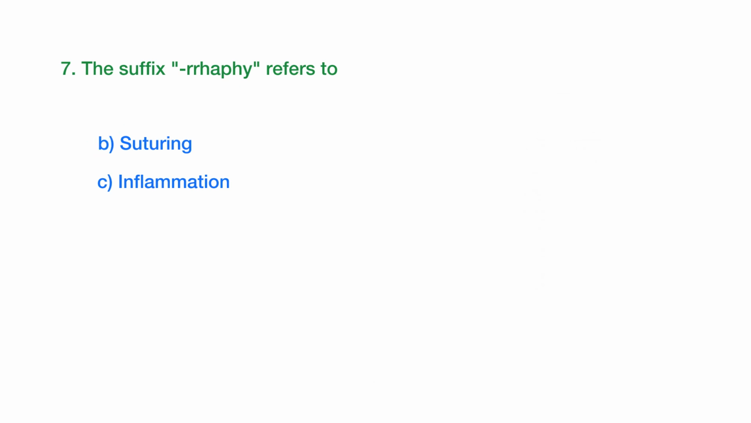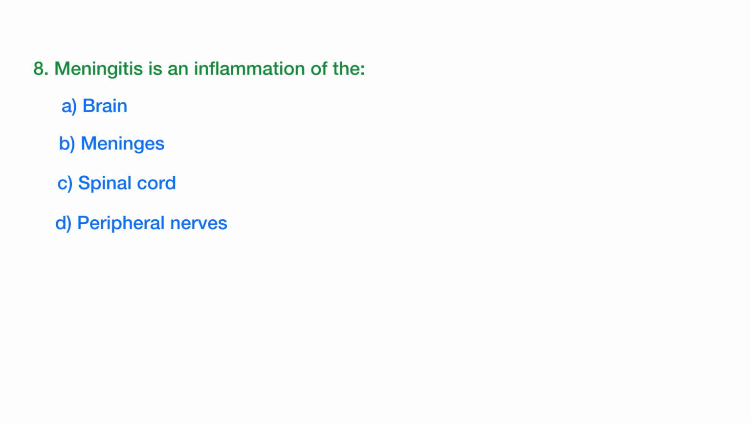suture or repair. Next, meningitis is an inflammation of the A. Brain, B. Meninges, C. Spinal cord, D. Peripheral nerves. Meninges, B, is the correct answer. These are the protective layers covering the brain and spinal cord.